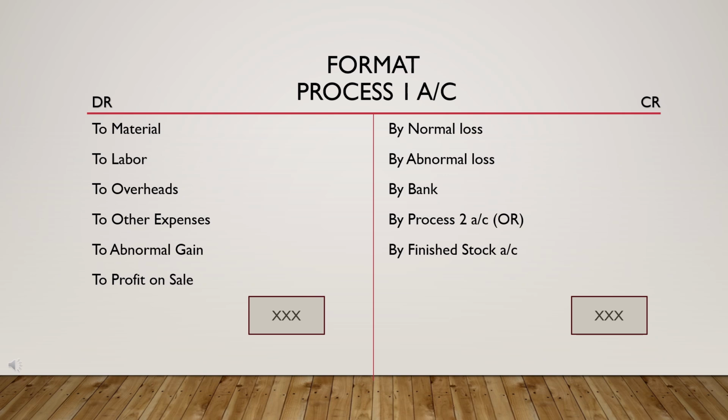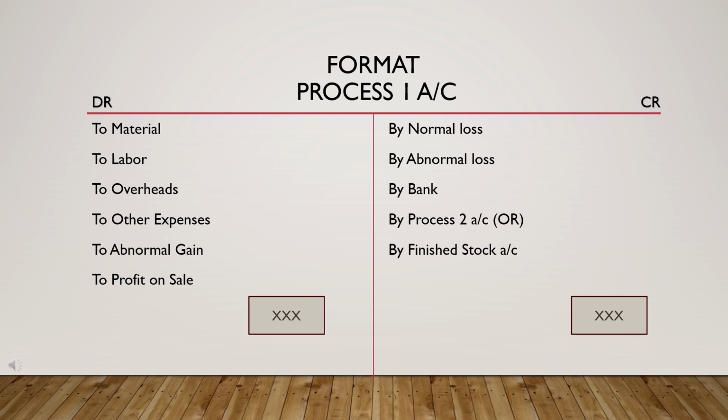On the credit side, we have 'by normal loss'. Now here, the normal loss is calculated on the scrap value. 'By abnormal loss' is calculated on the cost price, the same as the abnormal gain. Now here comes 'by bank account'. So this is nothing but the quantity which is sold immediately after process 1 that is transferred to this bank account, right?